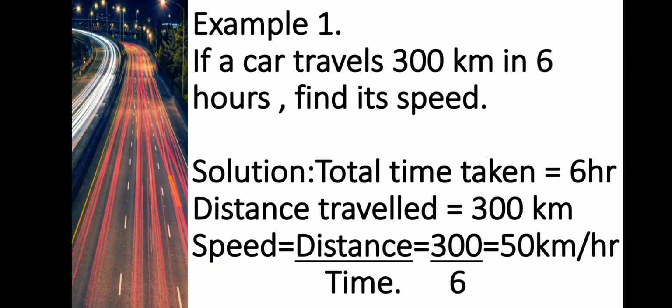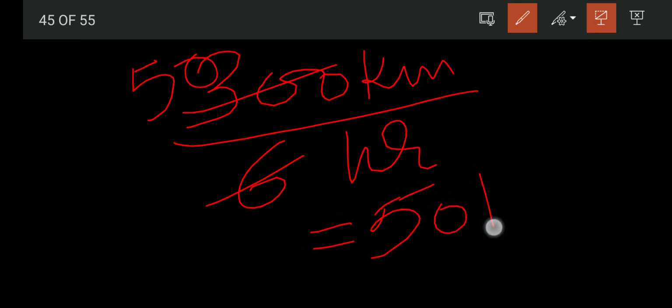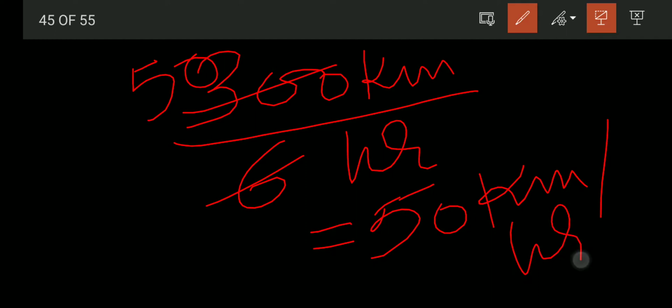Let us see example 1. If a car travels 300 kilometer in 6 hours, find its speed. It's very simple. We have to just put the values in the formula. Total time taken is 6 hours, distance travelled is 300 kilometer. We know speed is equal to distance upon time. So 300 kilometer divided by 6 hours, 6 5s are 30, that is 50 kilometer per hour is the speed.